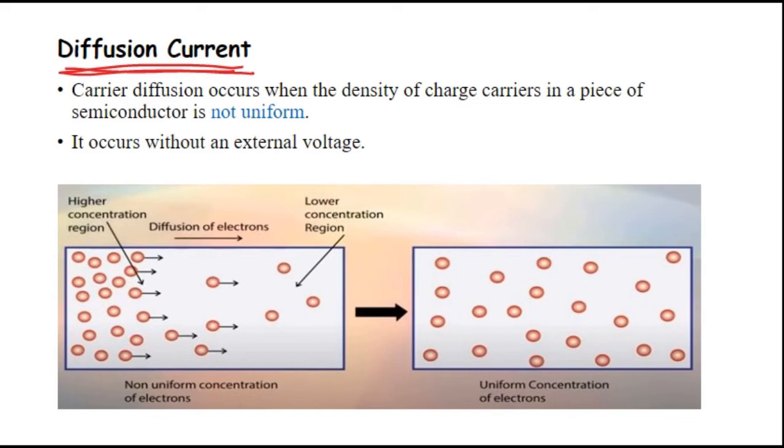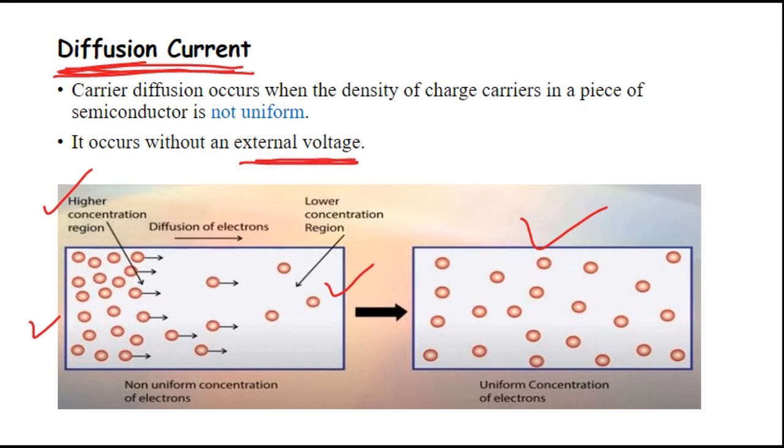concentrated area. So similarly, inside the semiconductor, the electrons or holes move from the higher concentration region to a lower concentration region. In this figure, it is very much clear that the electrons present inside the semiconductor are moving from the higher concentration region to a lower concentration region, and after some interval you can see there is a uniform distribution of electrons inside the semiconductor. This is nothing but the diffusion, and it is called the diffusion current inside the semiconductor. Now it is occurring without any external voltage given.